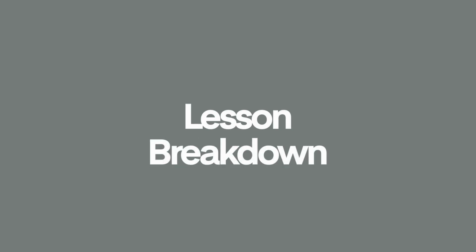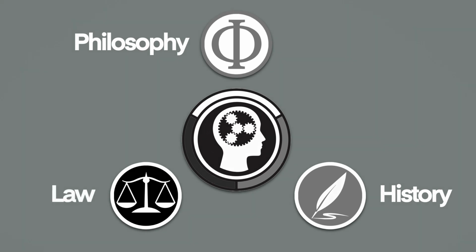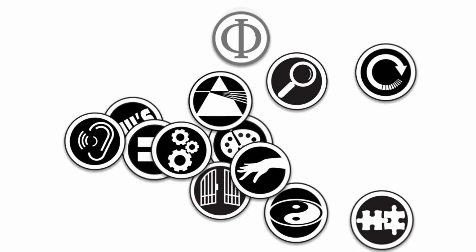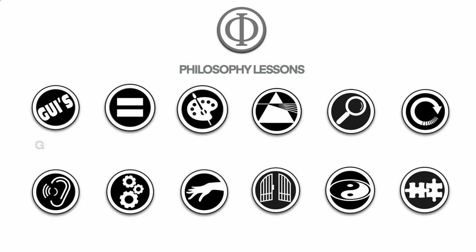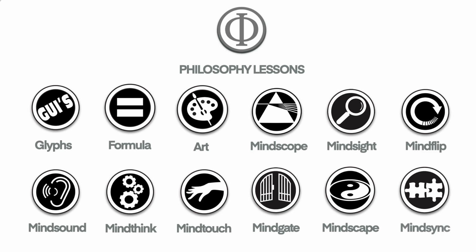Lesson breakdown. The first course in the Mind section is Philosophy, with its 12 lessons: Glyphs, Formula, Art, Mind Scope, Mind Sight, Mind Flip, Mind Sound, Mind Think, Mind Touch, Mind Gate, Mindscape, Mind Sync.